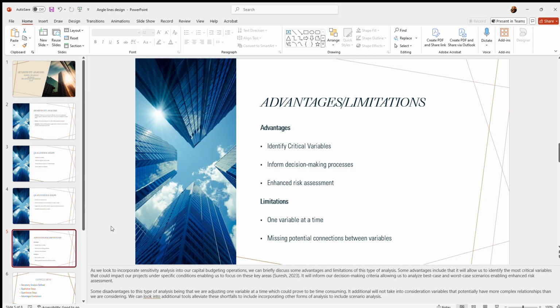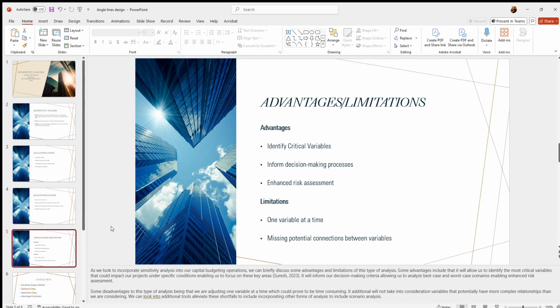Next, let's look at some advantages and disadvantages of utilizing sensitivity analysis. As we look to incorporate sensitivity analysis into our capital budgeting operations, we can briefly discuss some advantages and limitations of this type of analysis.